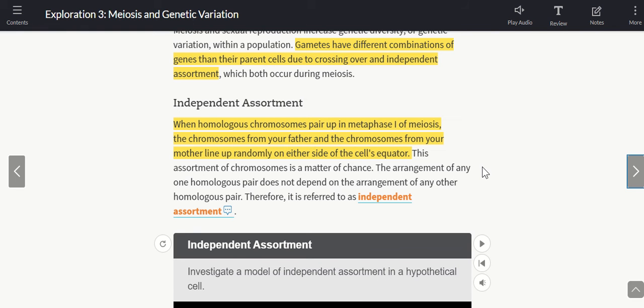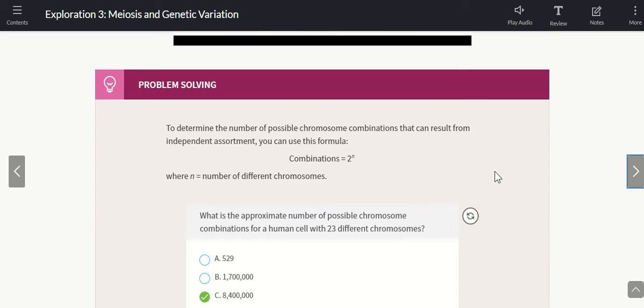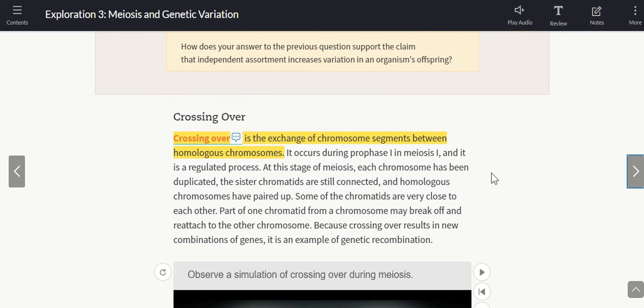But the second one is even more important. The second way that we create randomness is through something called crossing over. Now, remember, as we've said, homologous chromosomes are those chromosomes that have the same size and shape. And by extension, they have the same genes in the same locations.